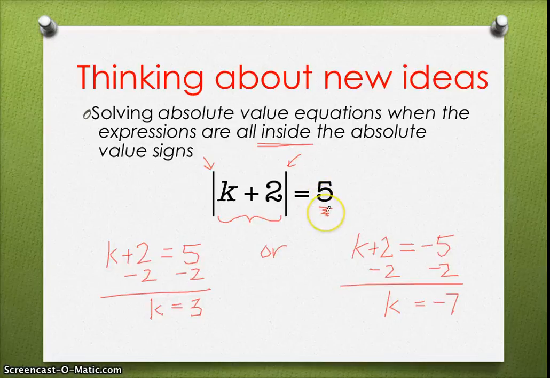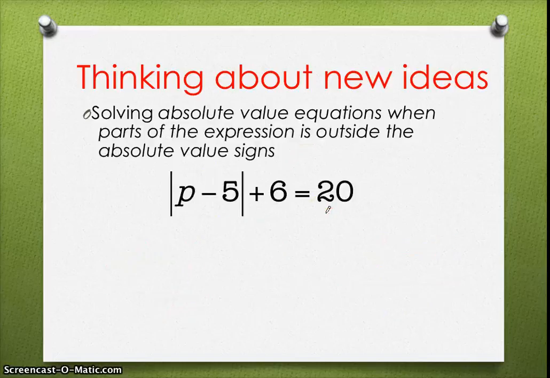Let's take a look at another type of equation where there's some parts of the expression on the outside of the absolute value sign. So we notice that there's this +6 on the outside. We can't touch anything inside the absolute value signs unless we make sure that everything on the outside is brought to the constant or expressions on the opposite sides. We want that absolute value expression to be all by itself.